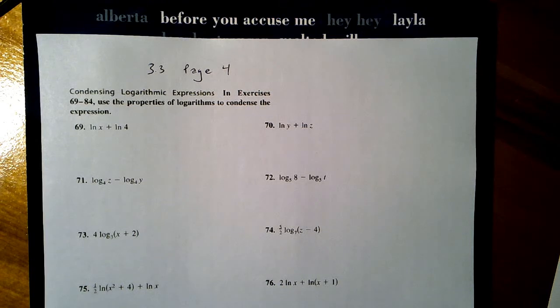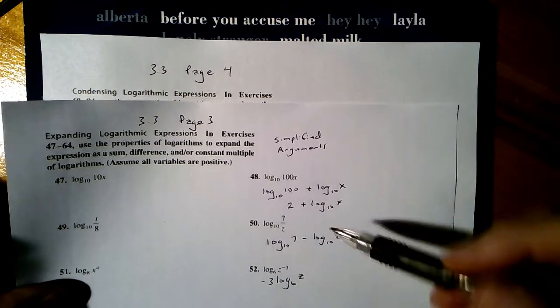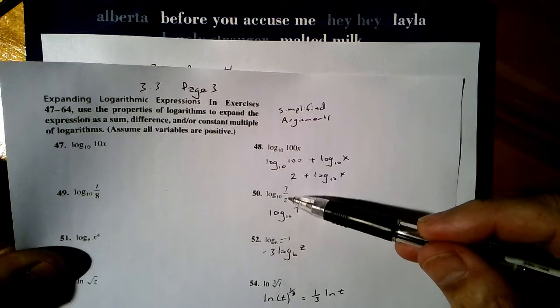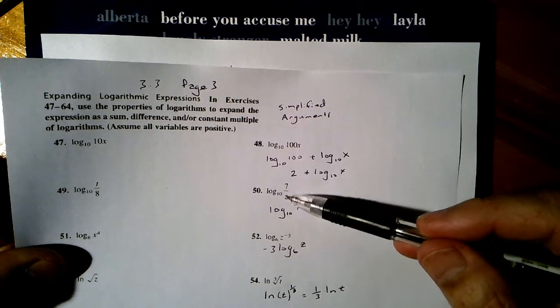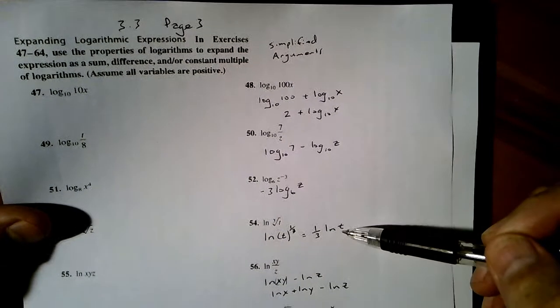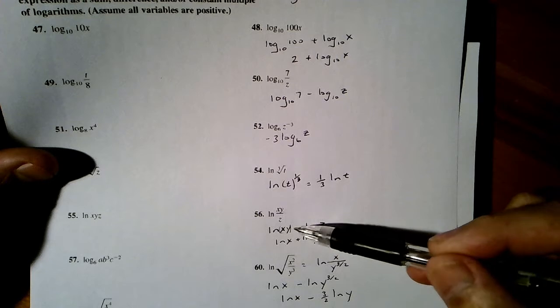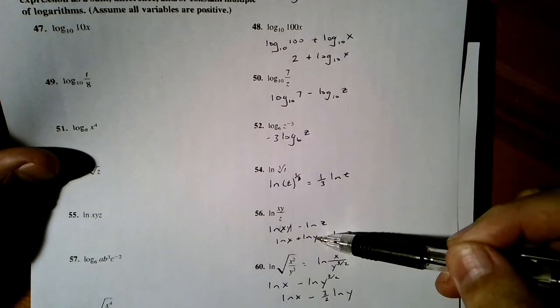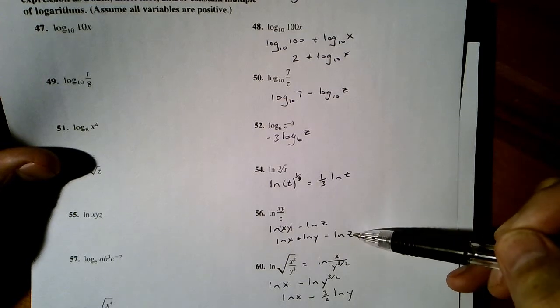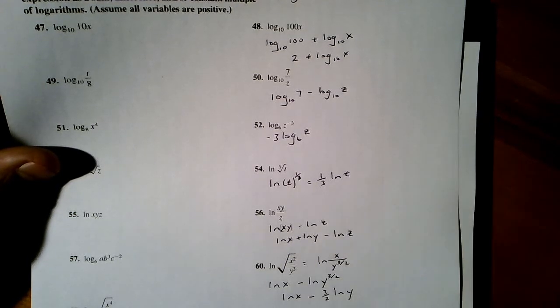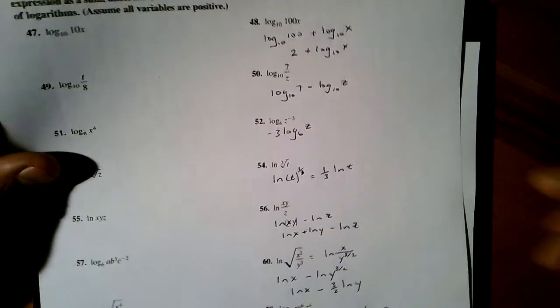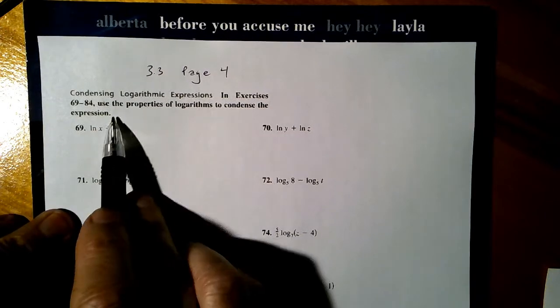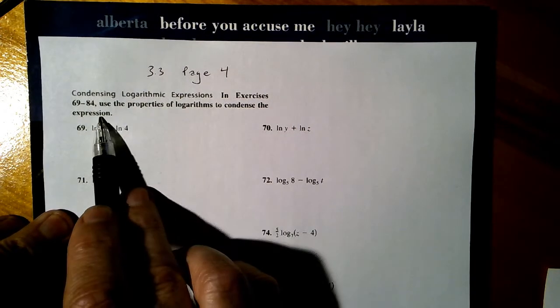Okay, welcome to 3.3, page 4. Back on page 3, we had one theme: we were taking logarithms of arguments that could be simplified and breaking them apart to get simpler arguments. Instead of an x, y, z, I get multiple logarithms, but the payoff is I get simpler arguments. That's a useful thing for us at times, but it's also useful to do exactly the opposite of that. So use the properties of logarithms to condense the expression.